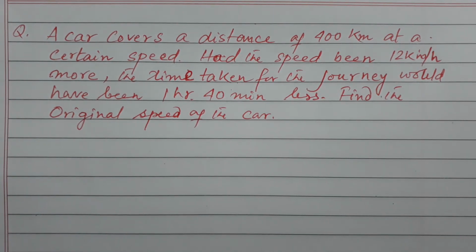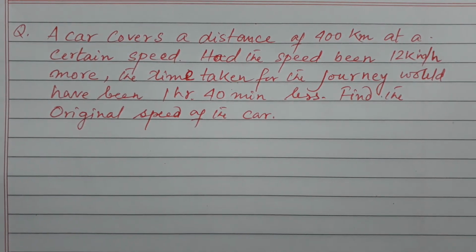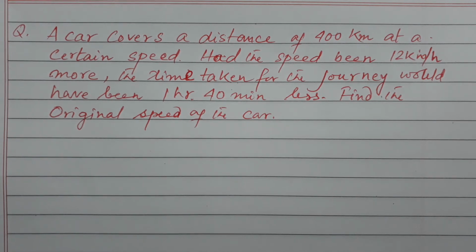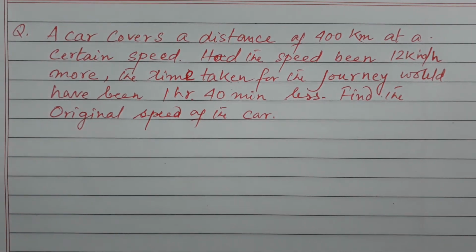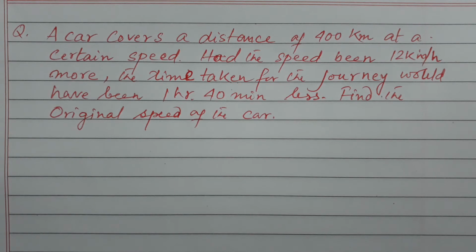So let us see what we can understand from the question. It is given that the distance is 400 kilometer, with a certain speed. So obviously there will be a certain time also. Now if the speed is increased by 12 km per hour, then obviously the time taken to cover this 400 km would be less. And how much less? That is 1 hour 40 minutes less. So now we need to solve this question. First of all, we need to assume the speed of the car.